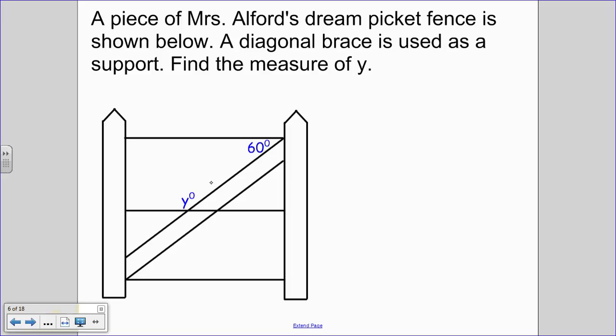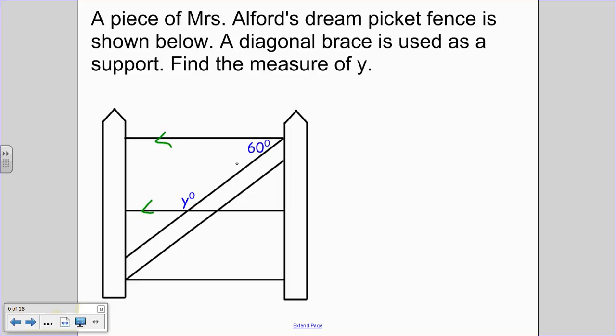All right, this question says, a piece of Miss Alford's dream picket fence is shown below. A diagonal brace is used as support. Find the measure of y. If it's a fence, the lines are going to be parallel, and the diagonal is your transversal.